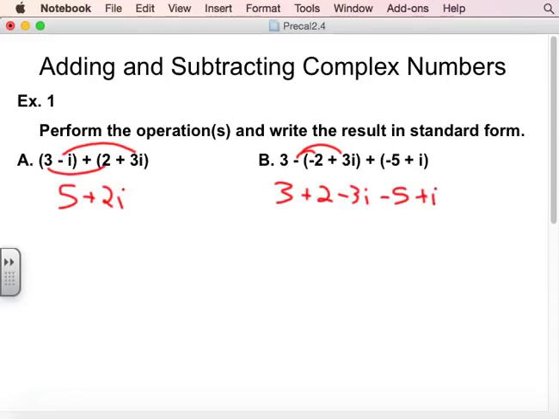Okay, so that way you can write like this, just get rid of your parentheses, and then you can combine your like terms. So I got 3 plus 2 minus 5, well that's going to be 0, and I got -3i plus i, it's going to be -2i. So I got 0 minus 2i, or you can just write -2i. All right, so go ahead and pause the video and you guys try the U-tries. Let me know if you have any questions.